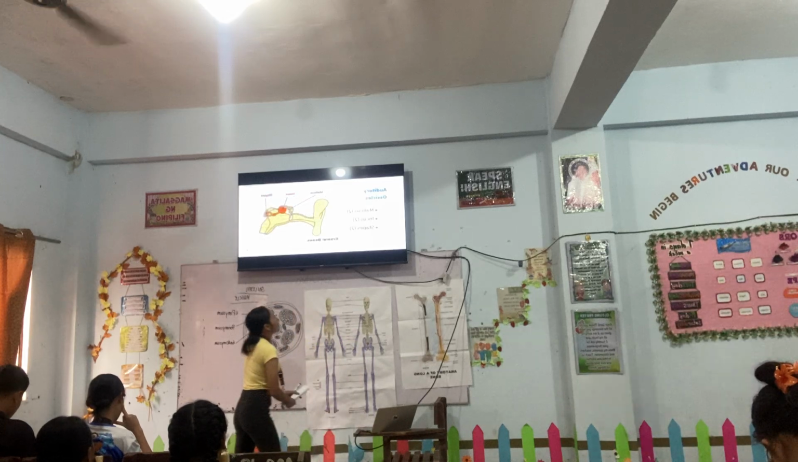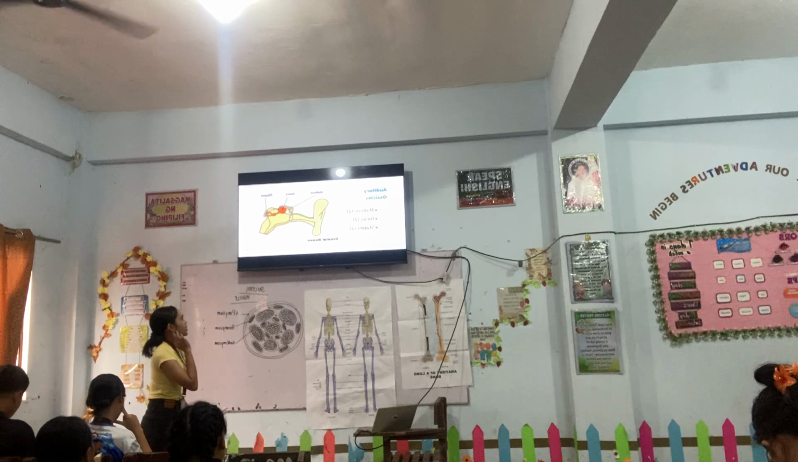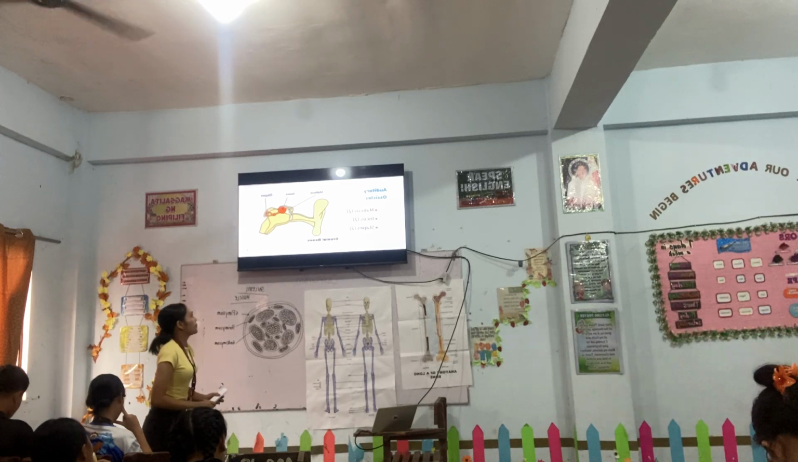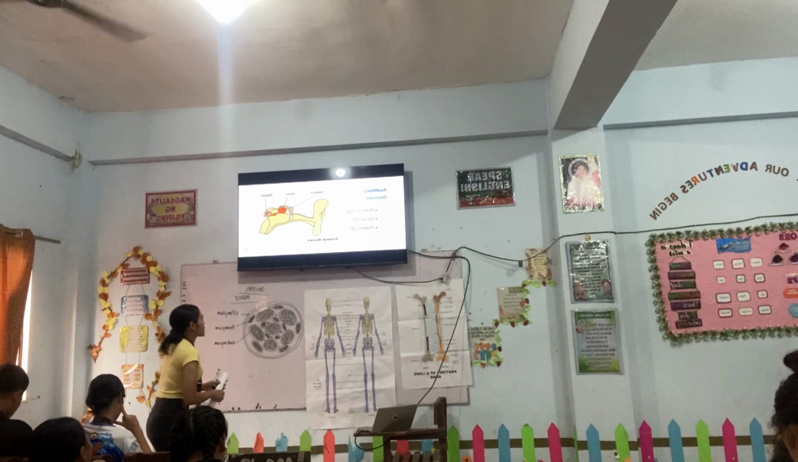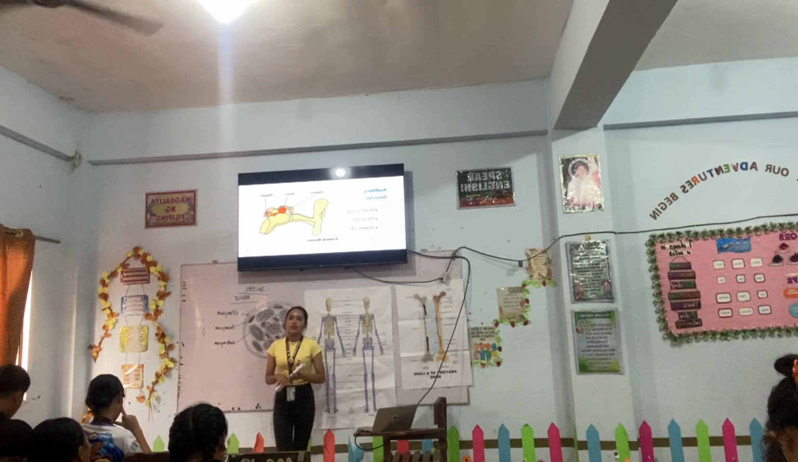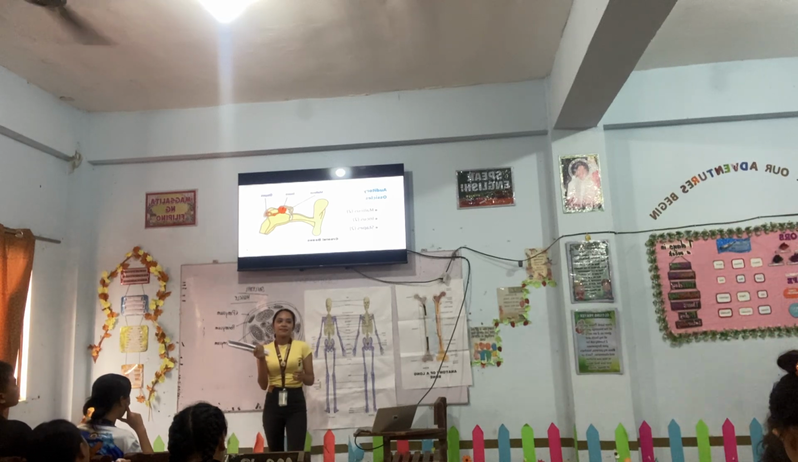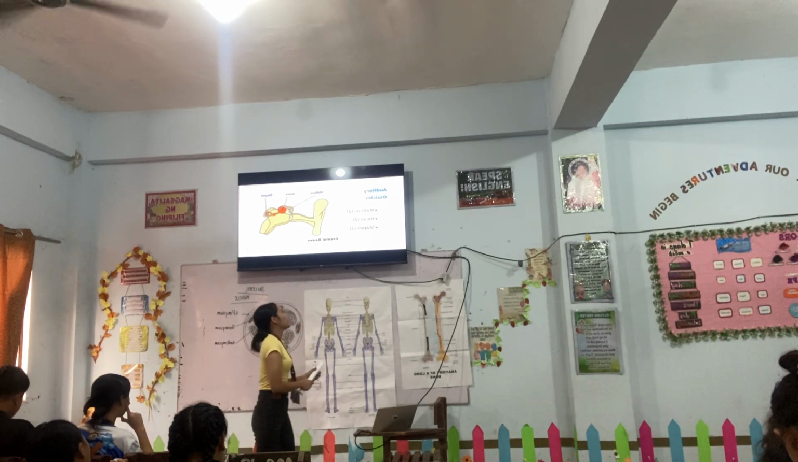Next one is our auditory ossicles, the bones in our ear. They are composed of the malleus, the incus, and the stapes. So, if we total all of them, how many bones is the axial skeleton composed of? Yes, it is composed of 80 bones.